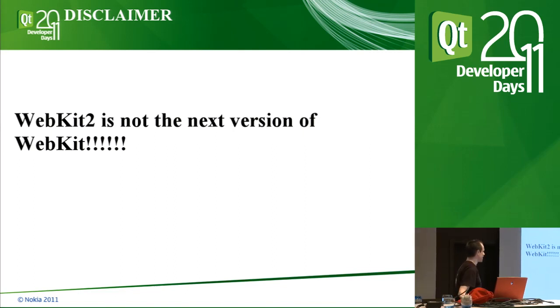The name is slightly confusing, especially since Qt WebKit is called Qt WebKit 2.0 or 2.1 or 2.2. Unfortunately for Qt WebKit, we came up with the name 2.0 and so on before they announced WebKit 2. So anyway, it's too late. Our releases were named like this, we cannot change, right? So it's not the next version. WebKit 2 actually sits in the same repository as WebKit. It's just a separate directory, right? So it's not the next version.